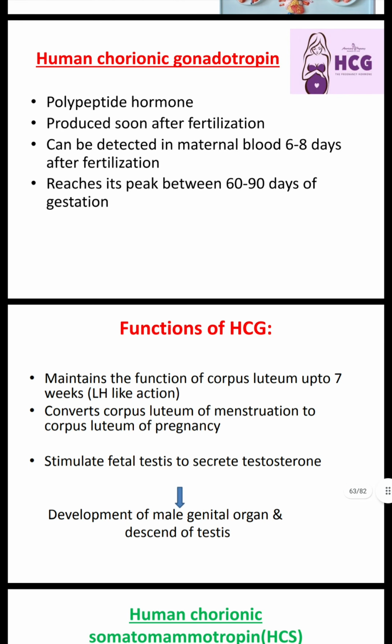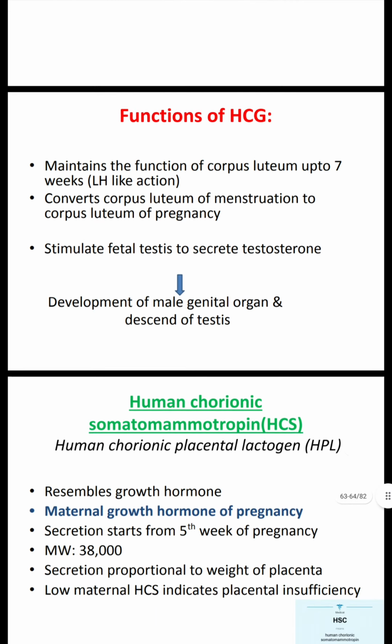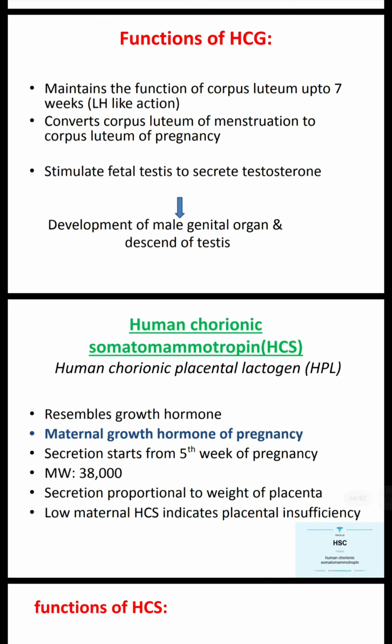Of these, human chorionic gonadotropin is a polypeptide hormone. It is produced soon after fertilization. It can be detected in the maternal blood 6 to 8 days after fertilization. It reaches its peak between 60 to 90 days of gestation. So what are the functions of HCG? It maintains the function of the corpus luteum up to 7 weeks.